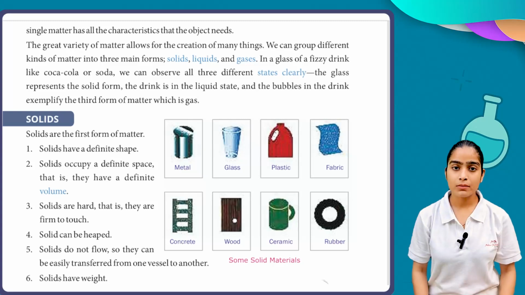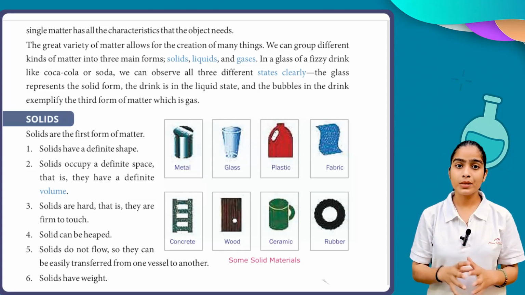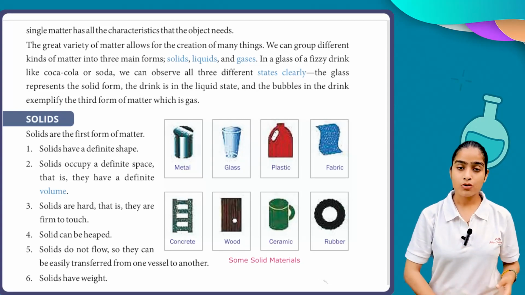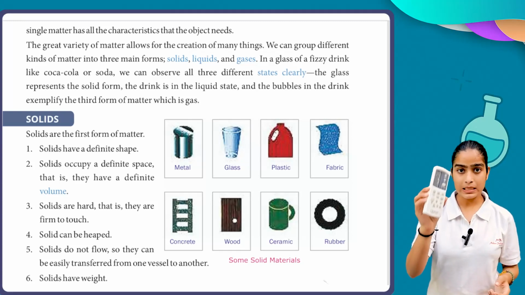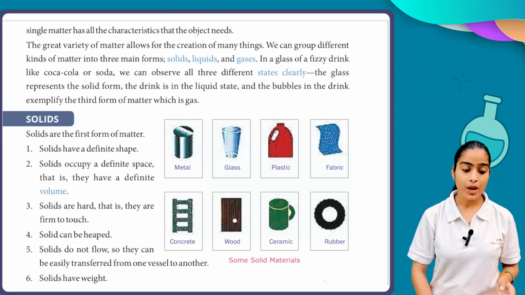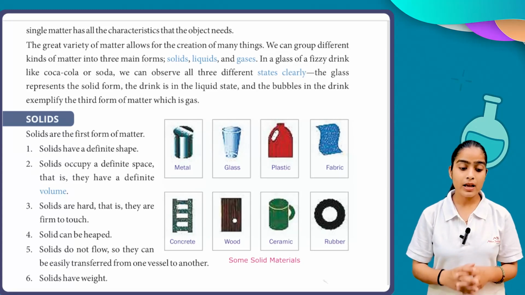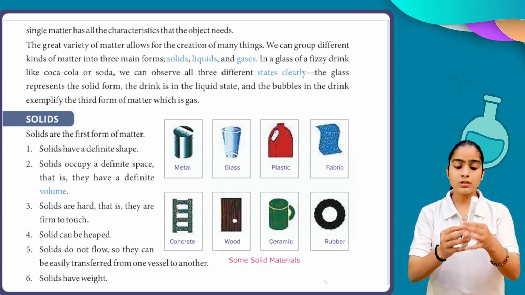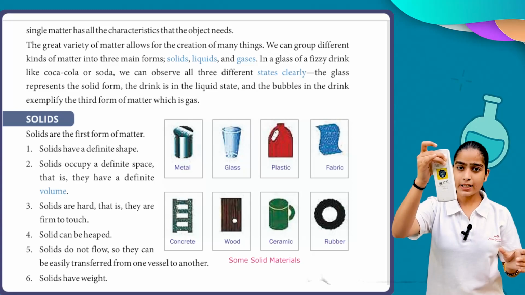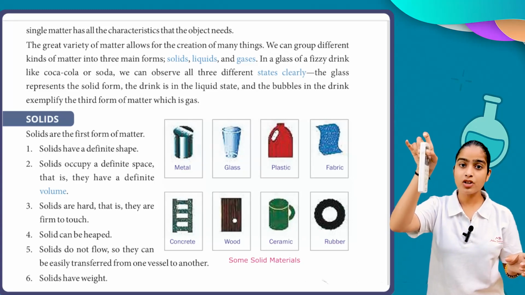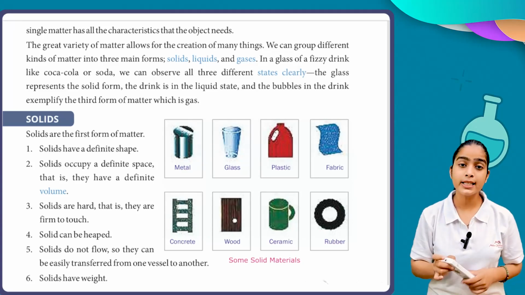In your mass chapter, we understood about volume. Volume means the space which is occupied. So your AC remote occupies a space, that means it has a volume. Solids are hard, that is, they are firm to touch. So this is solid. If I press it hard, it doesn't change its shape. So it means solid is hard.